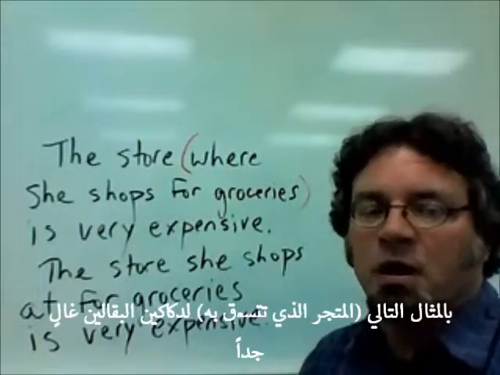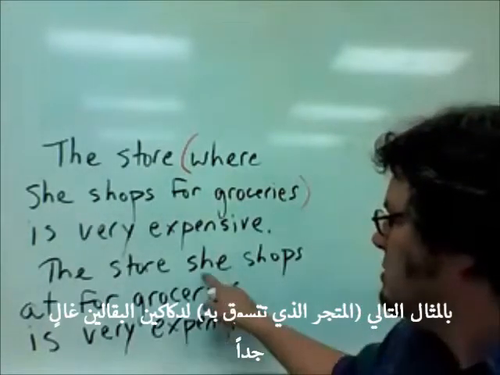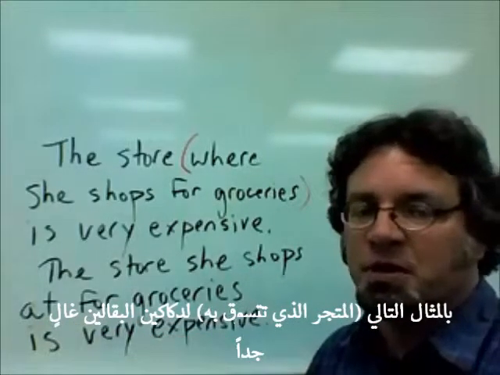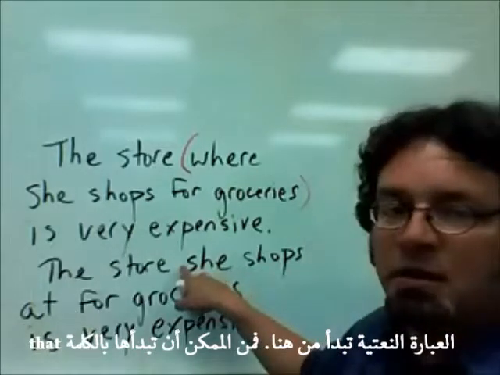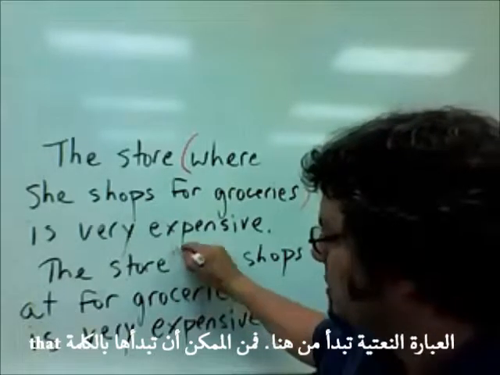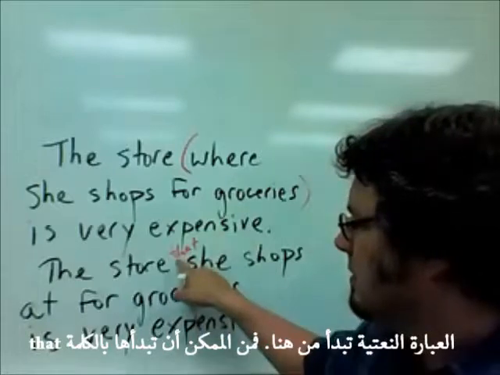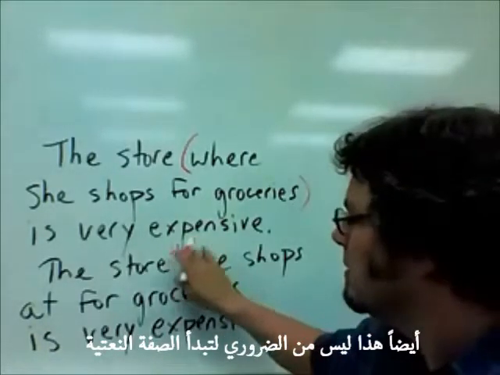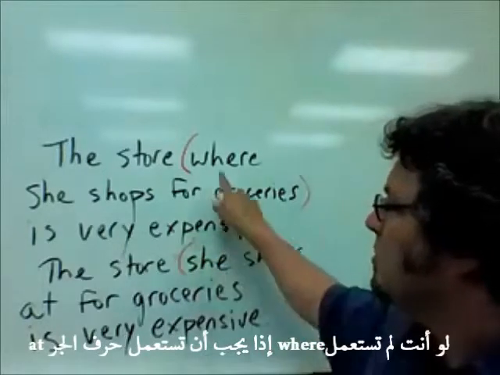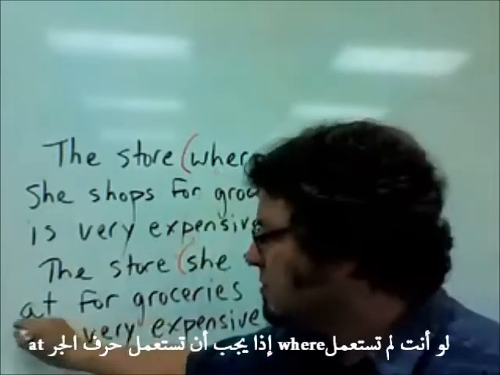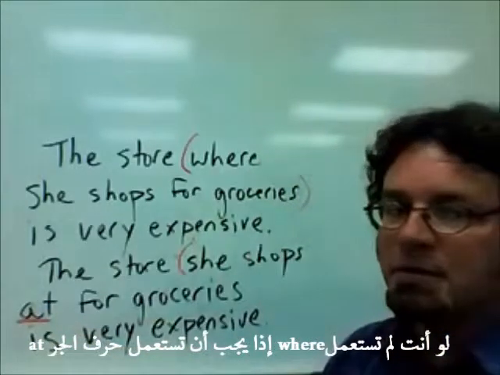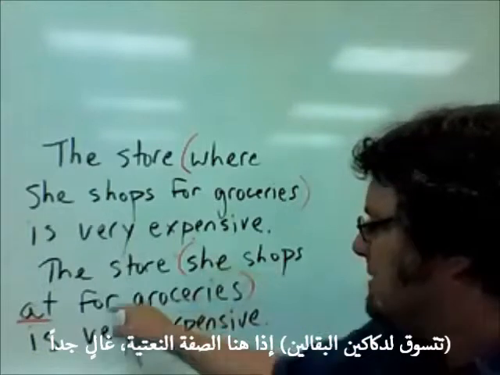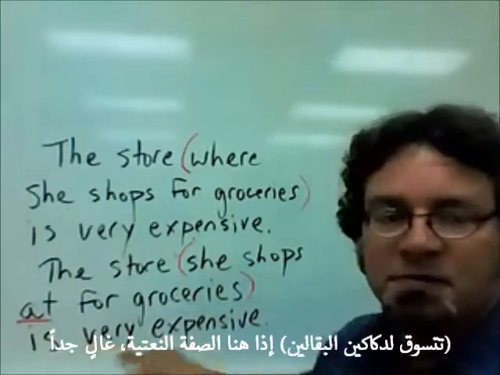In the next example, the store she shops at for groceries is very expensive. The adjective clause begins here. You could begin with the word that to begin the adjective clause, although it's not necessary. If you don't use where, then you're going to have to use the preposition at. The store she shops at for groceries. So here's the adjective clause. Is very expensive.